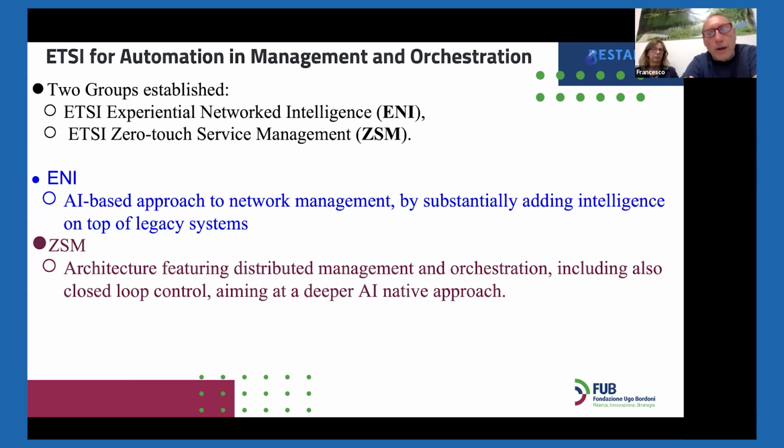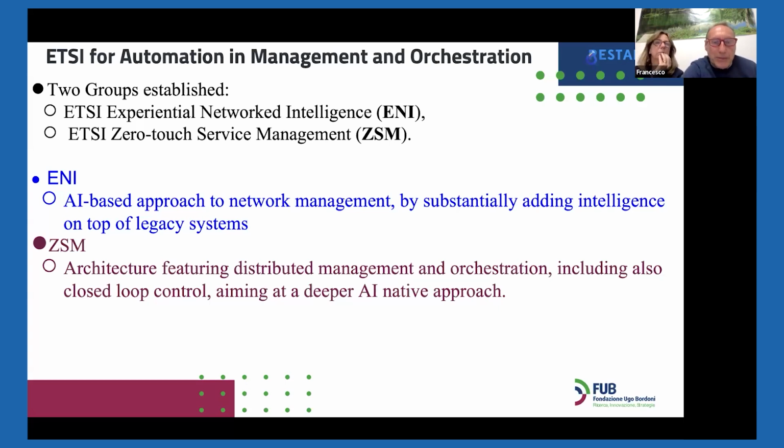First of all, we have the ETSI group that established 2 groups mainly dedicated to automation, management and orchestration. The first one is the ENI, and the other one is the Zero Touch Service Management. We can say that ENI was the first one and used an approach that substantially had the intelligence on top of the legacy system. So it was just a first step, but the most important evolution was the ZSM approach, in which a closed loop was defined that permitted improving the network performance, just by varying the parameters that were decided by the statistics, the algorithm, by the artificial intelligence element.